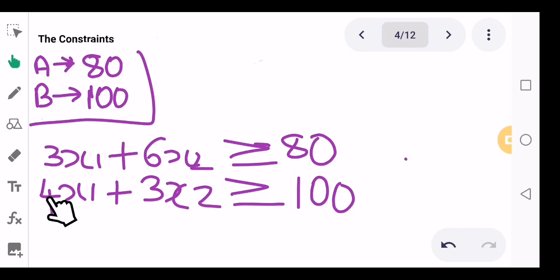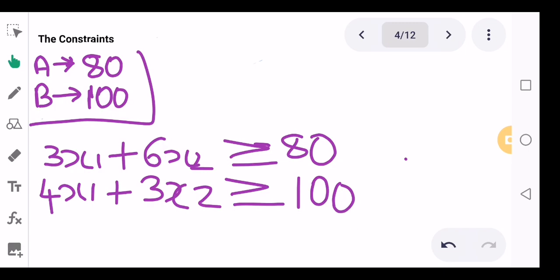4 is the vitamin B that's there in 1 unit of F1, that has to be multiplied by the number of units of F1. 3 is the vitamin B present in 1 unit of F2. This is with respect to 1 unit of F2. We don't know how many units of F2 are there, which we have assumed to be x2. So we multiply this 3 with the number of units x2. That becomes 3x2. So this becomes the total intake of vitamin B, and this total intake has to be greater than or equal to 100. This is the constraint with respect to vitamin B.